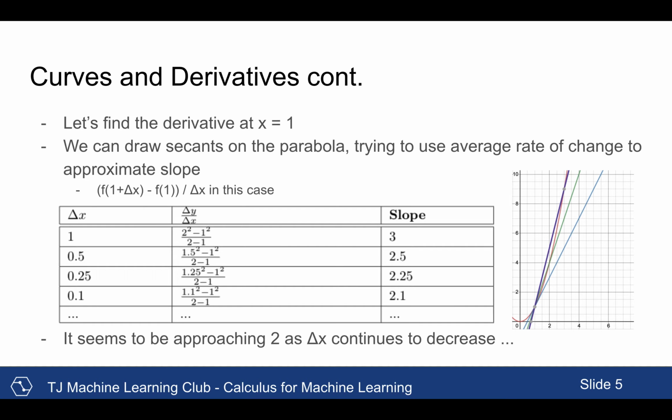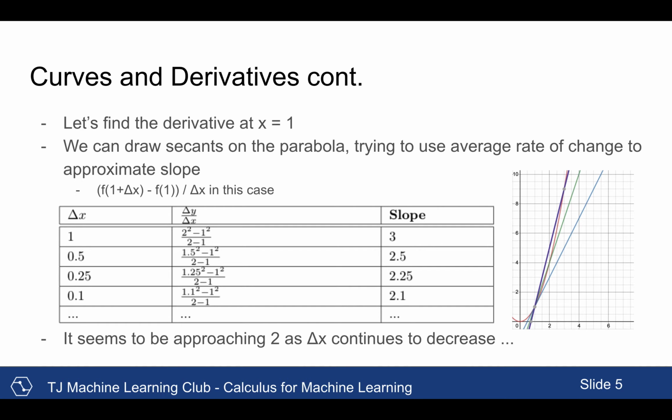Given what we know about lines, we could approximate the derivative as the secant line between 1 and a number a little bit bigger than 1, because that ought to be close to where the curve actually lies. So we can see that when delta x is 1, so when we're looking at the secant line between x equals 1 and x equals 2, the slope is 3. And as we decrease delta x and get it to 0.1, it becomes 2.1.